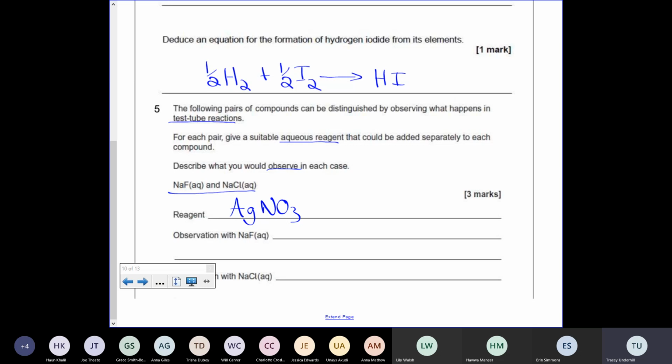With the chloride, we've already said that we'll form a white precipitate. So make sure you write the word precipitate. With the fluoride, it will form your AgF, but remember with the fluoride, the AgF is soluble, so you will see no change. It's not that the reaction doesn't happen, it does happen, but the silver fluoride that you make isn't a solid, isn't a precipitate, it's soluble, so you will see no change.